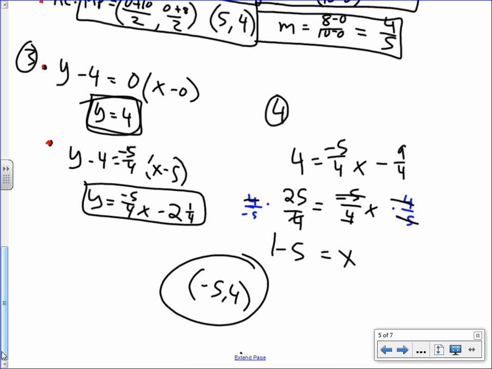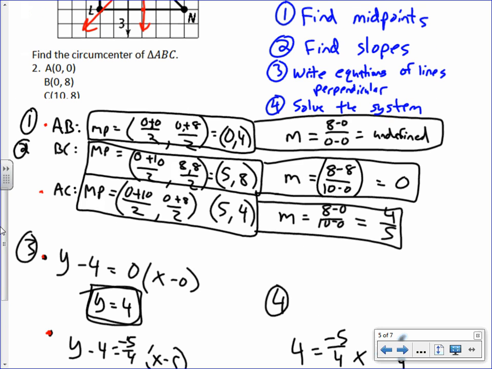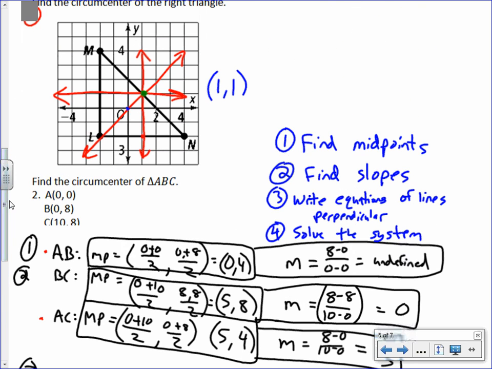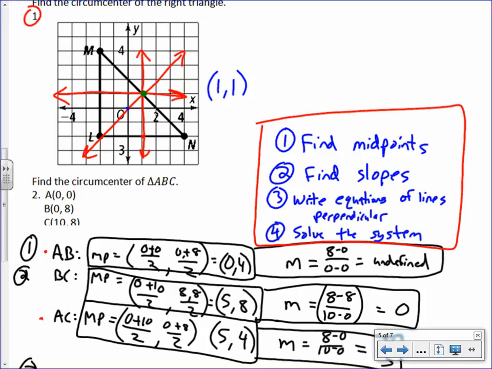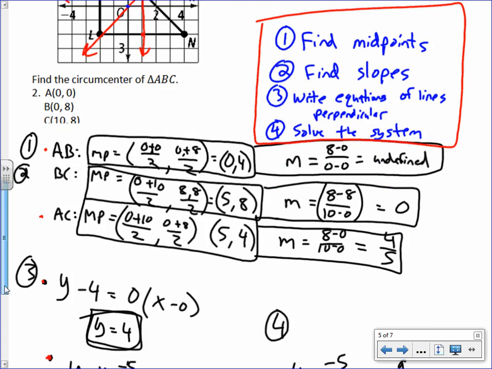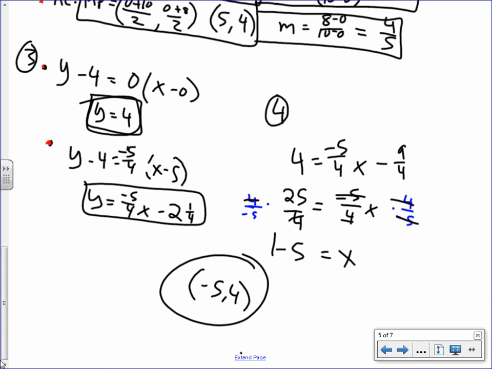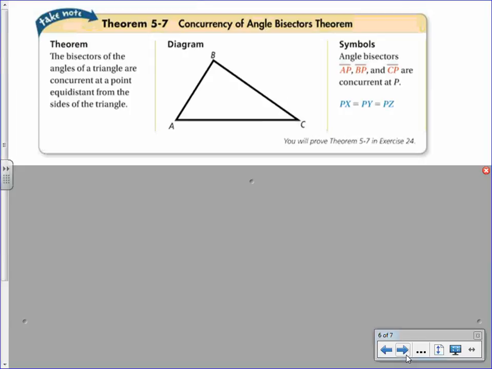It's a lot of work to find the circumcenter with the given information. But I have the steps here for you. It's a lot of algebra, good review of algebra, just using those coordinates to find the circumcenter. All right, so take note of that, please. We will do more examples to help you out. I want to do one more thing before we're done here.